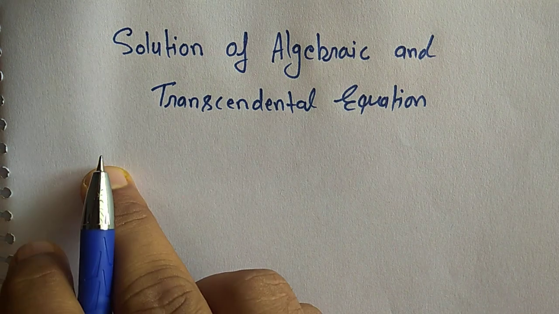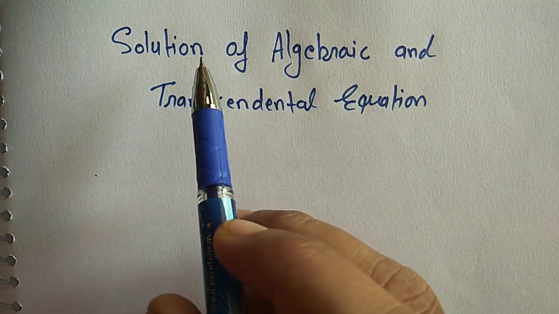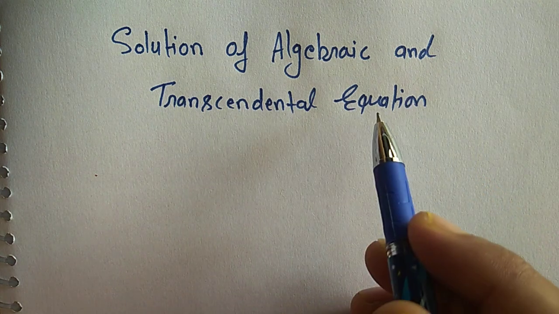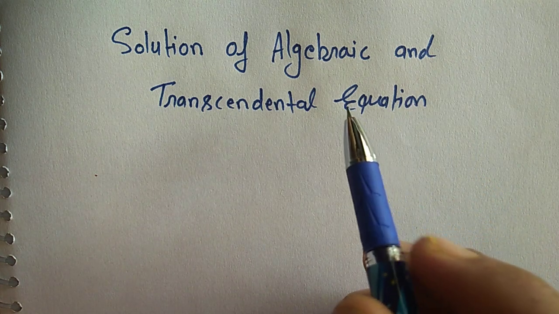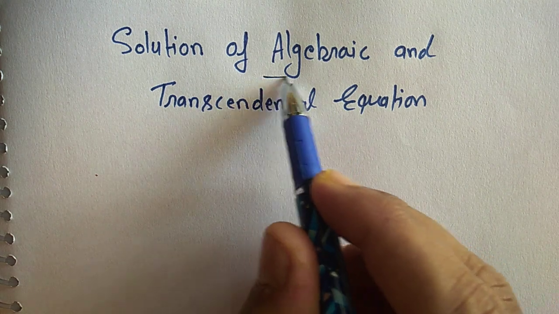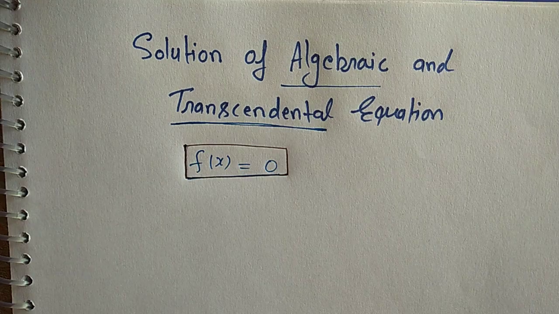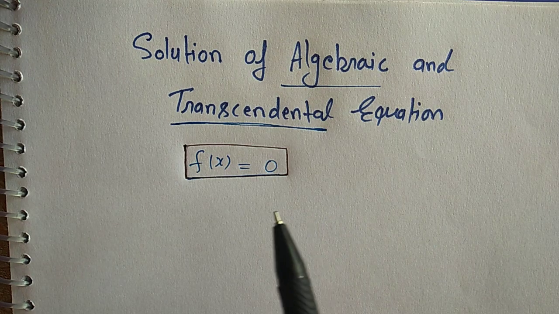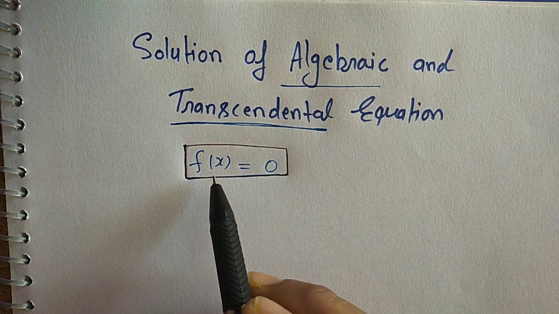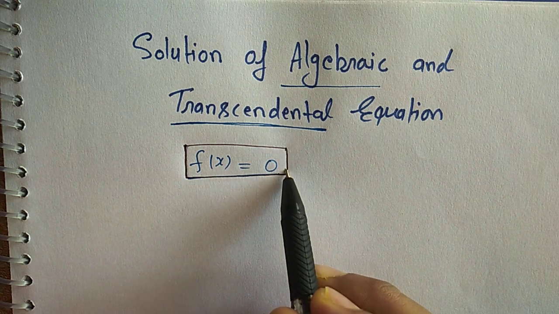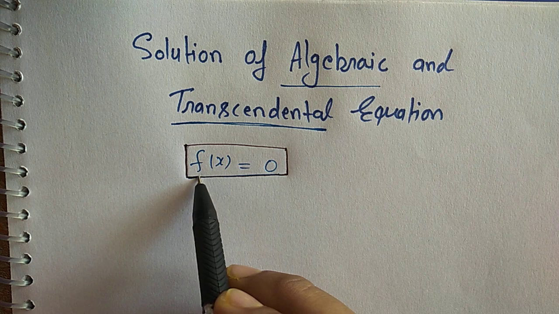In this video, I am going to explain the solution of algebraic and transcendental equations. So first, let me define what is the algebraic equation and what is the transcendental equation. Mainly we are going to find the root of the equation f of x equal to 0. So the root of this equation we are going to find.